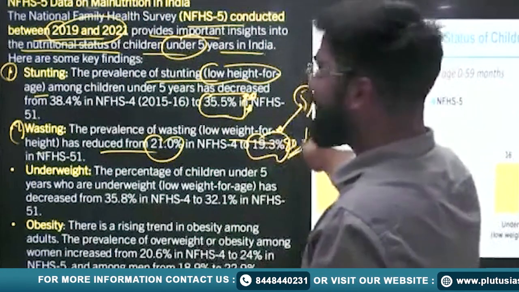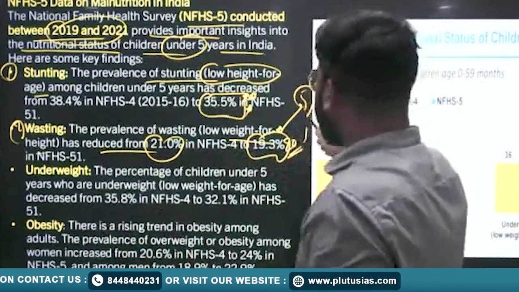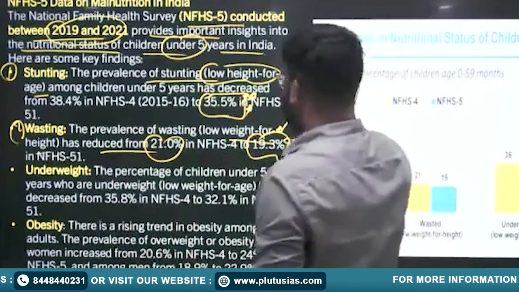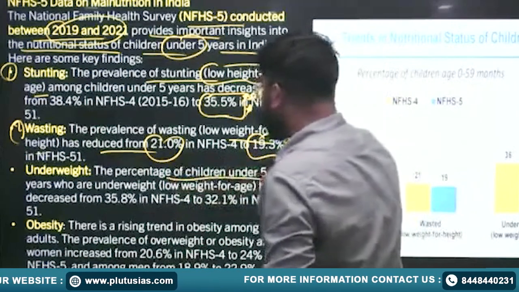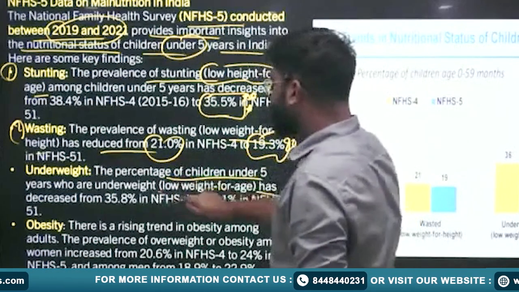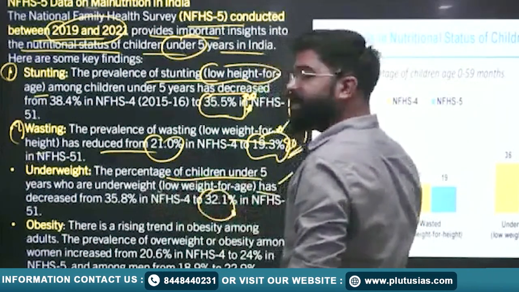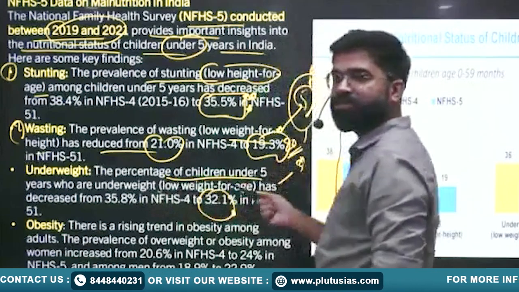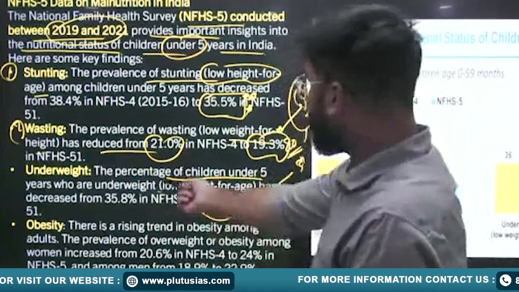So wasting rate कितना है? 19.3%. Roughly every fifth child in India is wasted. Then underweight. The percentage of children under 5 years who are underweight has decreased from 35% to 32%. Again, every third child in India. Yes. Okay. Then obesity.